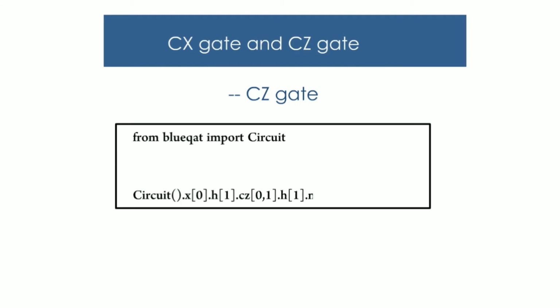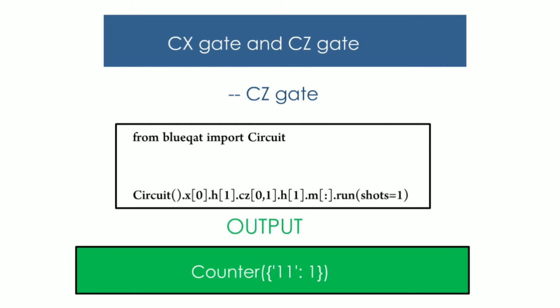Now let us study about CZ gate. Type the code that is shown in Google Colab, and then if you run this code, you will get the output as 1 1.